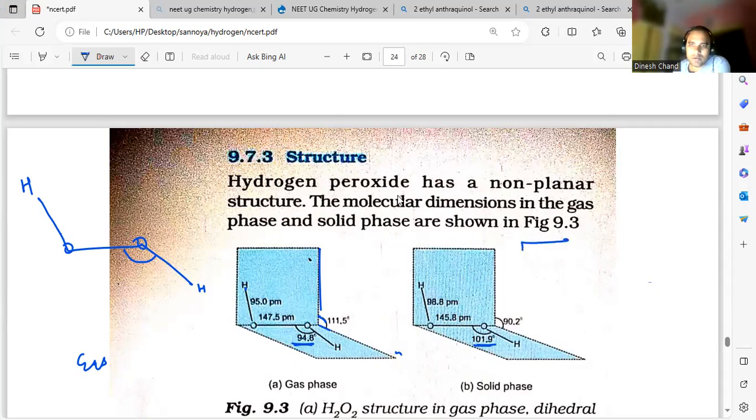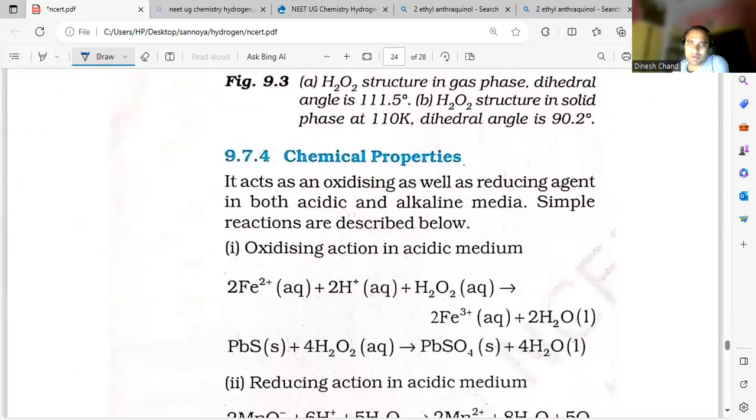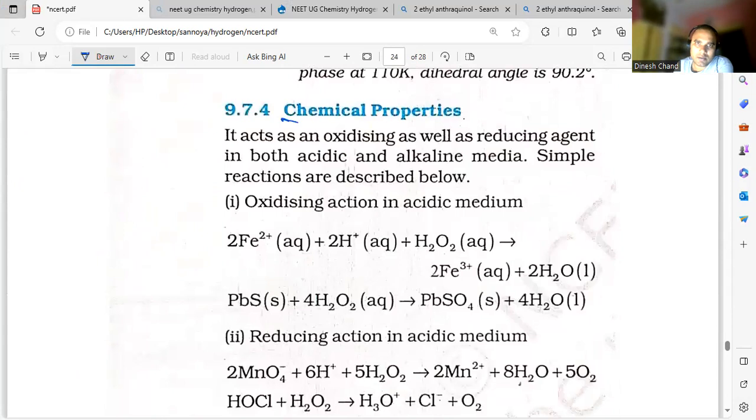So this angle you need to memorize, not much important. Chemical properties is very important. Chemical properties, right? So chemical properties we are going to study from this slide. You better study from this slide.